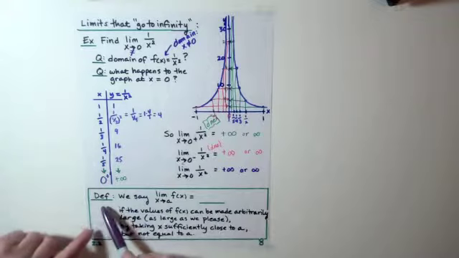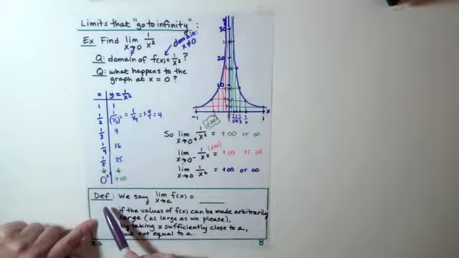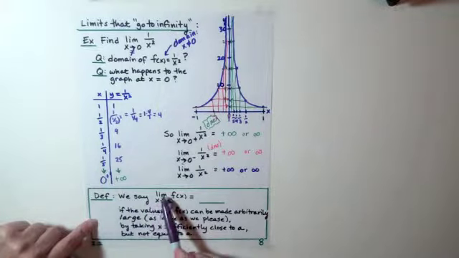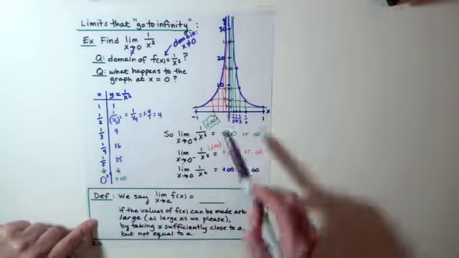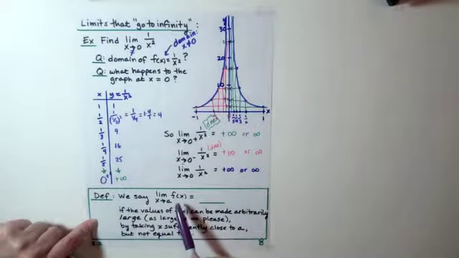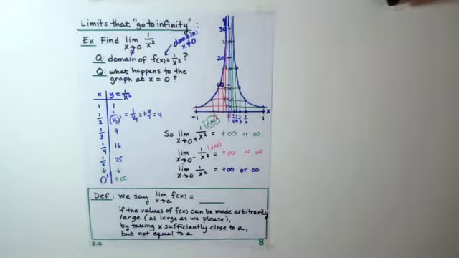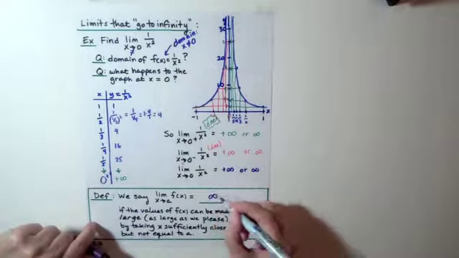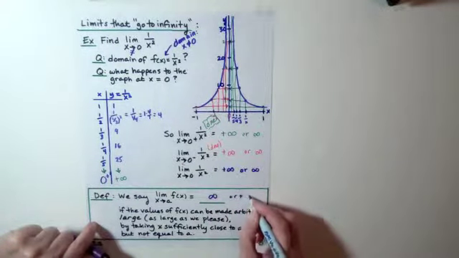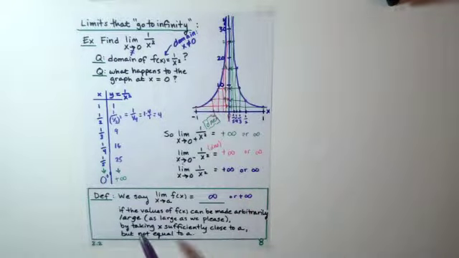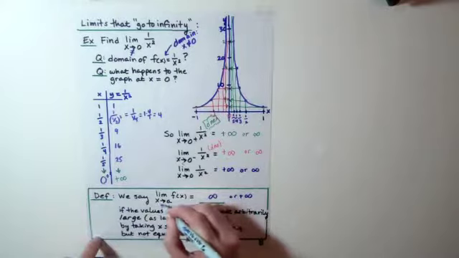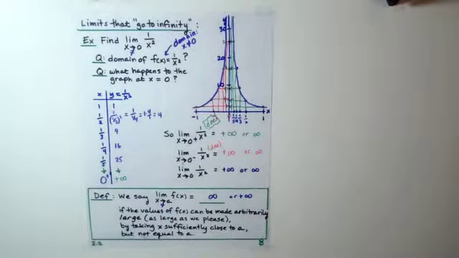Well, in general, we write down the following definition for this kind of limit that goes to infinity. We say that the limit as x approaches some finite number a, in our case our a value was 0, of f of x, is equal to infinity, or again you could have written positive infinity if you want to be very specific, if the values of f of x can be made arbitrarily large, in other words as large as we please, by taking x sufficiently close to a, but again not equal to a. So again we're allowing x to approach a but never quite get to a.